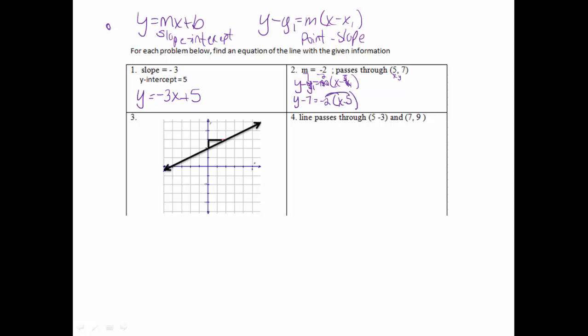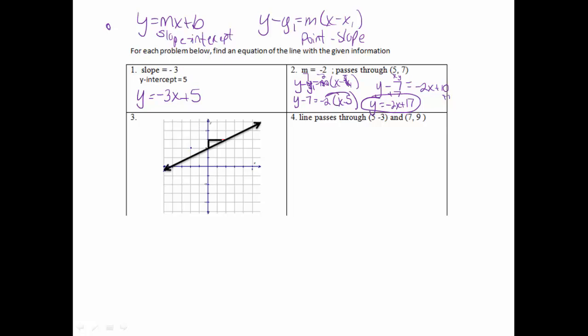Okay, I'm going to distribute that -2. So I'm going to have y minus 7 equals, if I distribute, I'll get -2x plus 10. And then to get rid of this, I'll add 7 to both sides. So my equation is going to be y equals -2x plus 17.